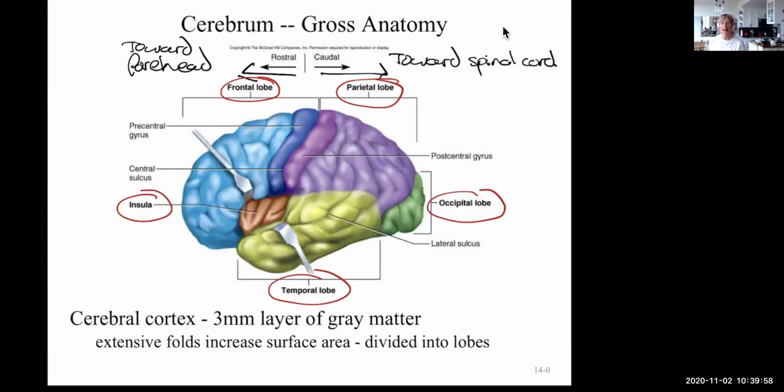One reason why the brain is so amazingly functional for humans and allows humans a great capacity for thought and judgment and planning is that it's extremely folded. So there's an extremely large surface area of the brain due to the extensive folds that increase the surface area. The cerebral cortex itself is only 3 millimeters of gray matter.